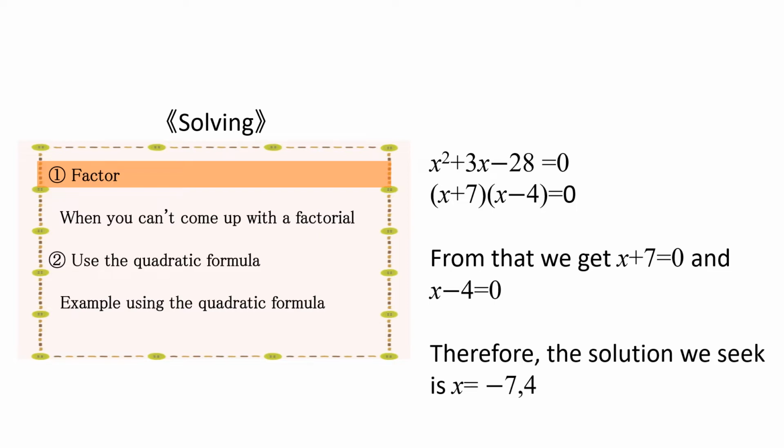The first method is to use factorization, factoring the quadratic equation x squared plus 3x minus 28 equals 0, which yields (x plus 7) times (x minus 4) equals 0. Since this equation is true when x plus 7 equals 0 or x minus 4 equals 0, the solution we seek will be x equals negative 7 and 4.